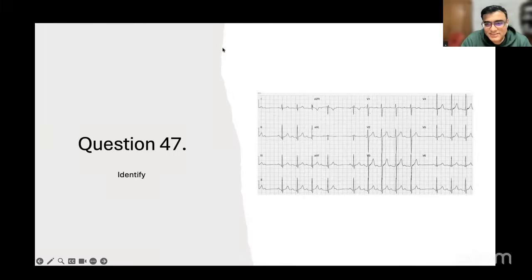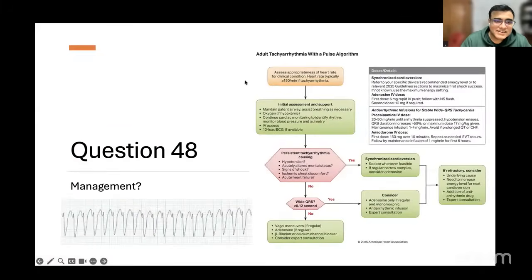Question 47 was that they had given this ECG and they had asked to identify. They had probably given a similar ECG, not this ECG. This is basically the Wenckebach phenomenon they had shown, and they had asked to identify progressively prolonging PR interval with drop of P waves. And they had asked the management.